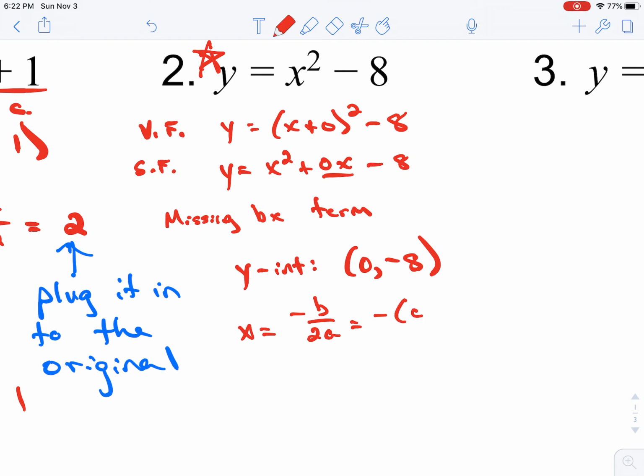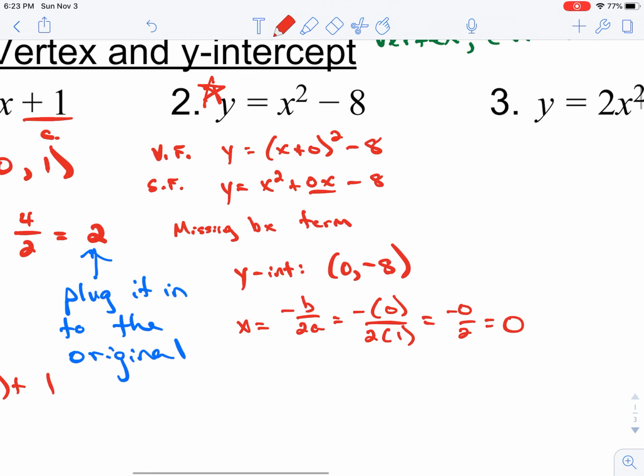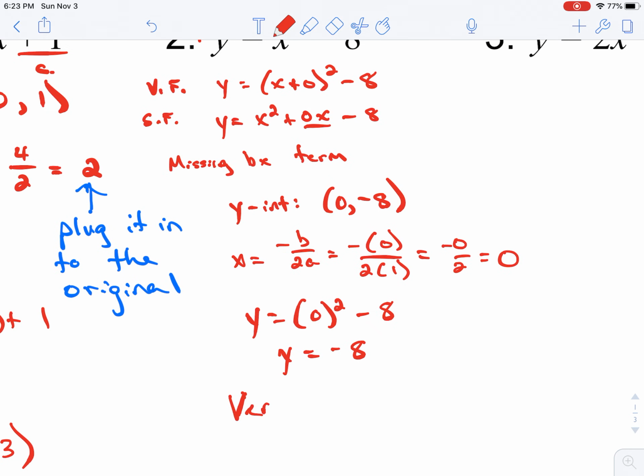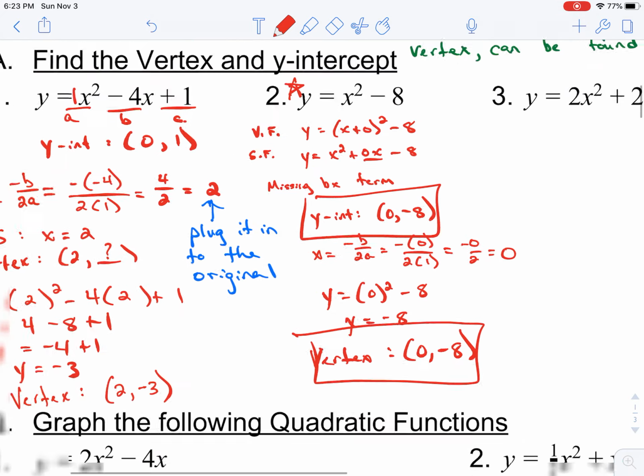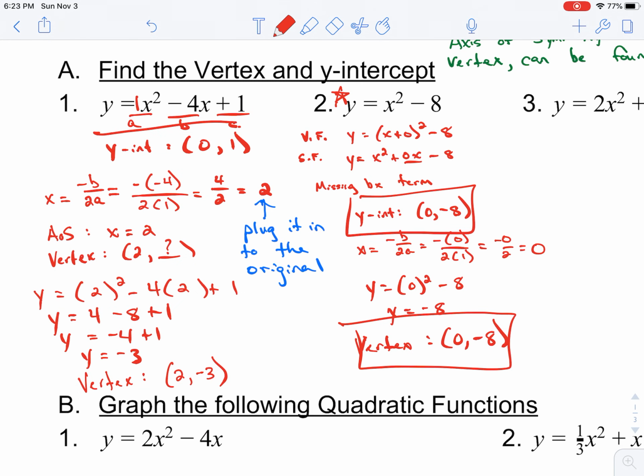And since we're missing b, we would use 0 over 2 times 1. And 0 divided by anything is 0. And if we plug 0 back into x squared minus 8, we're going to get -8. So this is a unique example because our vertex is 0, -8, and our y-intercept is also 0, -8. And that can happen. That means the graph's y-intercept and vertex happen at the same point. It's kind of rare, but it can be done. Whereas in the last problem, we had a y-intercept and vertex in different locations.